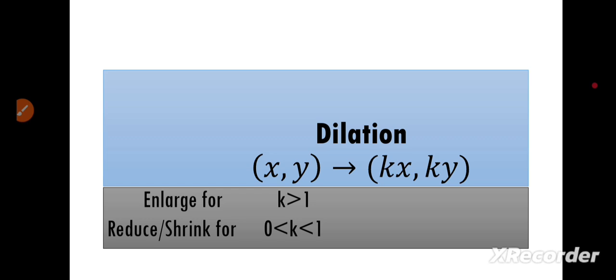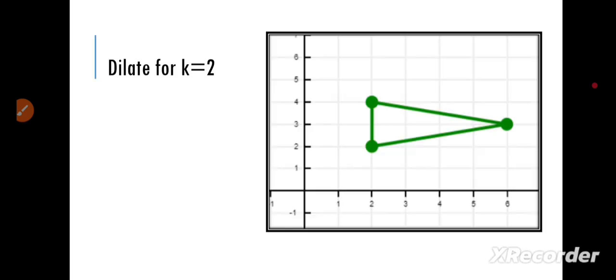Now dilation. Dilation is actually enlargement. By what scale you enlarge, that is represented by k. We multiply that k scalar number to the coordinates. If the number multiplied is positive, it will enlarge it, and whenever it is between 0 and 1, that means it is fractional, it will be reducing its size.